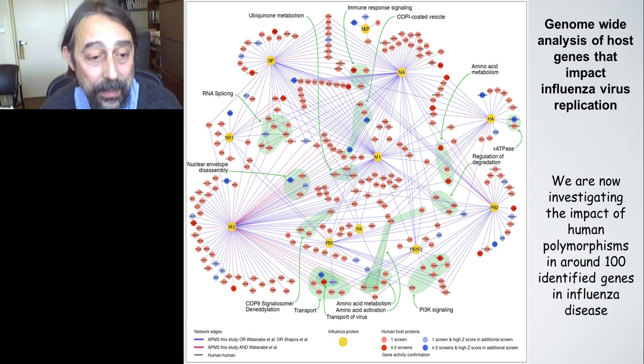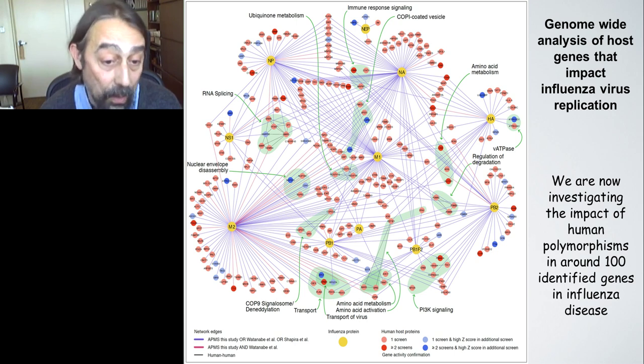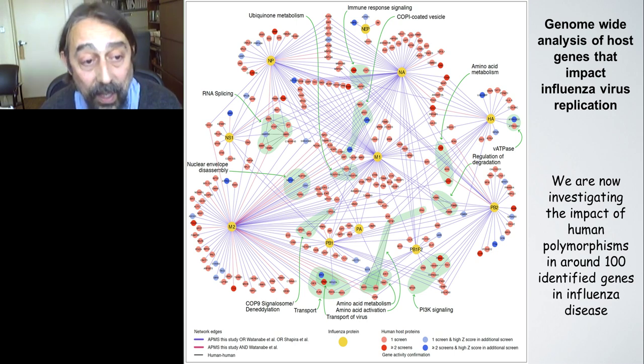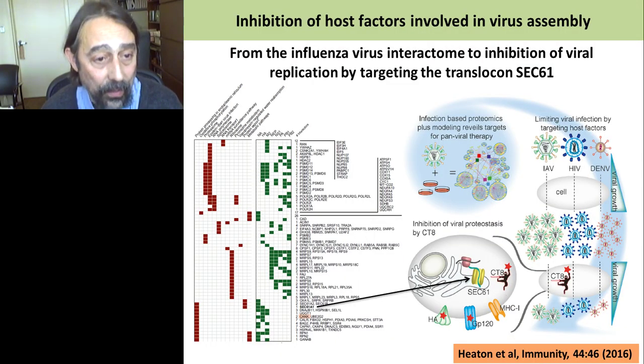So this is a set of host genes that we have now collected through the systems biology approach, around 100 genes that we think are very important for influenza virus replication. So we are looking whether there are human polymorphisms in these genes that are associated with severe disease. But the other thing that we can do with this information is try to target some of these genes for new antivirals. And that will be inhibition of host factors.